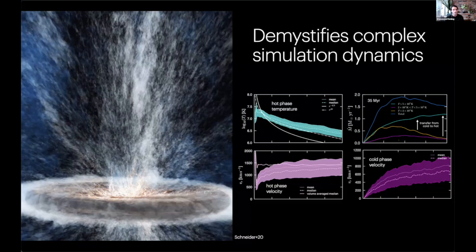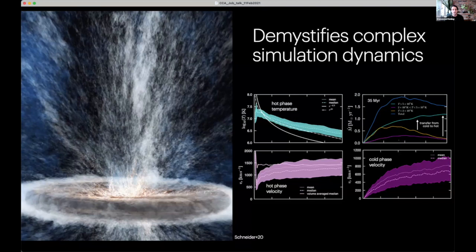They did this and analyzed it, and they got some properties of the winds that they didn't know how to understand. This was a huge motivation for me for diving into this. In particular, the temperature was different than they expected, the velocity was lower than they expected, and the cold phase velocity gradually accelerated while there was a net transfer of material from the cold phase to the hot phase. All of these properties exactly fall out of my model.